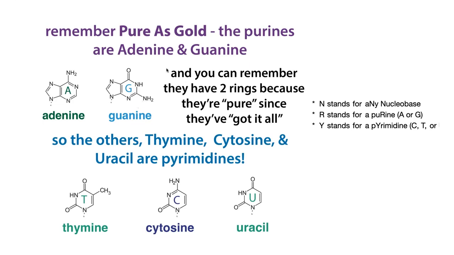This is just a little memory tip I use to remember that the purines have these 2 rings, whereas the pyrimidines have a single ring. We can see that although these have 2 rings, they have a very different structure in terms of their opportunities for hydrogen bonding, and we'll look more at this in a minute.